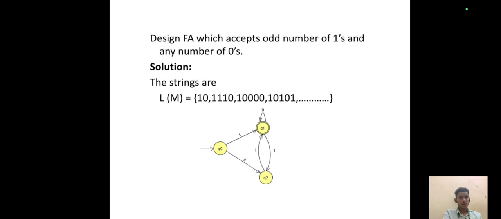When we insert the 1, the state changes from q0 to q1, and when we insert the 0, the state goes to itself, that is q1 to q1, which is also known as the final state. This is the transition diagram for this solution.